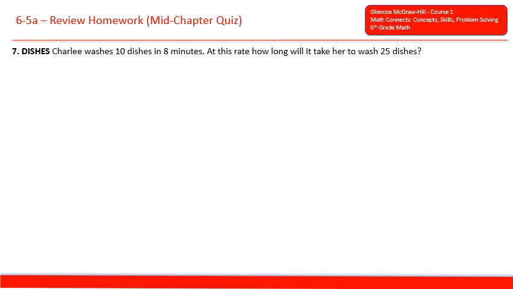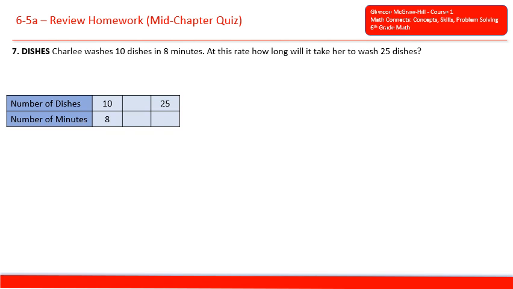Number 7, dishes. Charlie washes 10 dishes in 8 minutes. At this rate, how long will it take her to wash 25 dishes? We have a table for us where she washes 10 dishes in 8 minutes. And then we have 25 at the end of the table, 25 dishes, and we have to figure out the number of minutes.